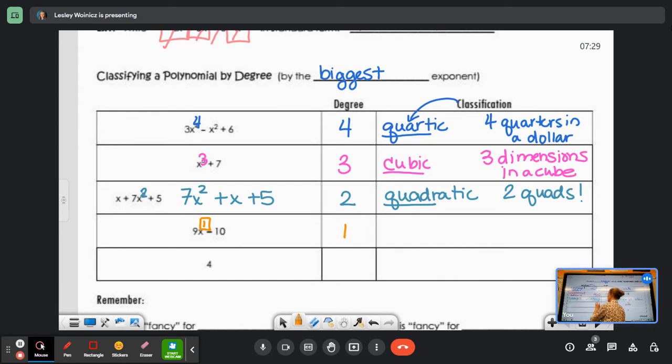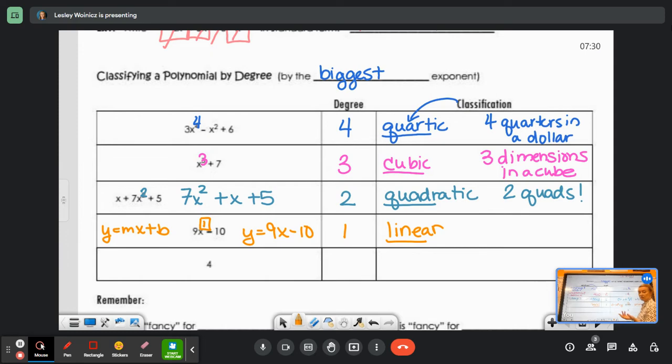Okay, this one is called linear. Now, in the word linear is the word line. You see it? Look at this. Doesn't it look like y equals mx plus b? Like I could write y equals 9x minus 10, and it looks like the equation of a line. Okay, we'll find out in units 3 and 4 that this would be the equation of a line. It's like part of the equation of a line.